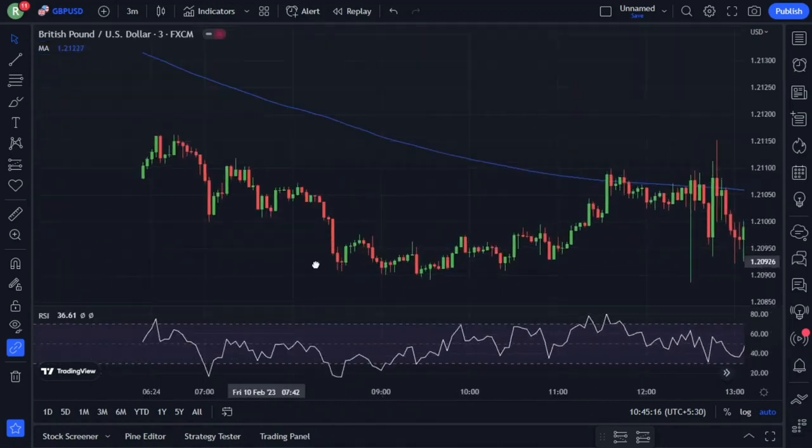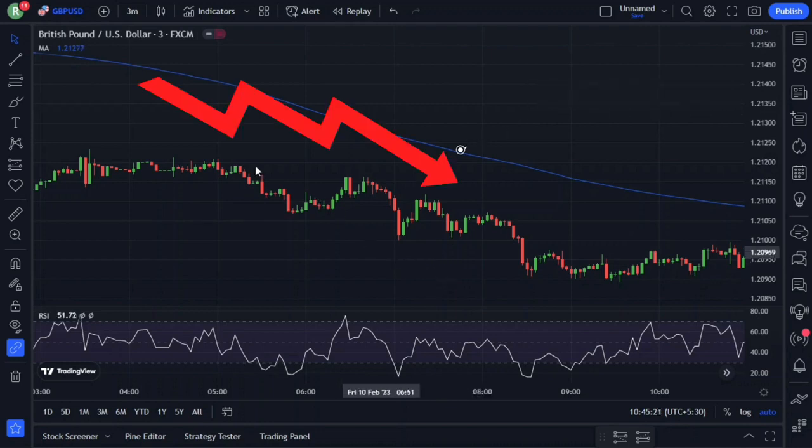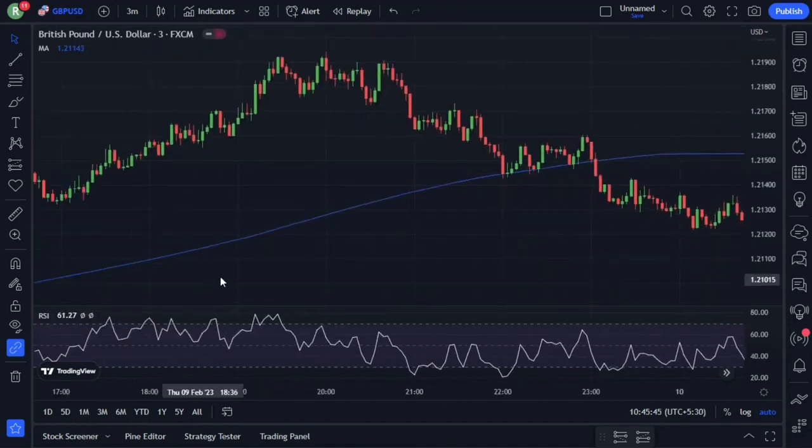So when the 200 period moving average is above the price, it represents a possible bearish market and a downtrend. And in a downtrend, we will look for selling opportunities when the RSI value is over 70, or overbought condition. We will ignore the buy signals at all times in a downtrend.